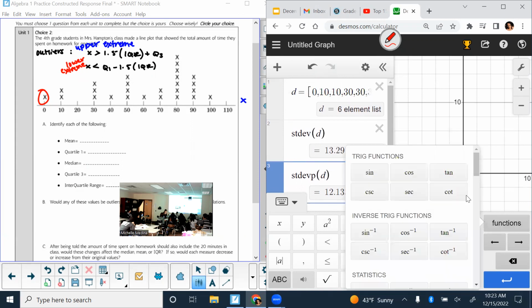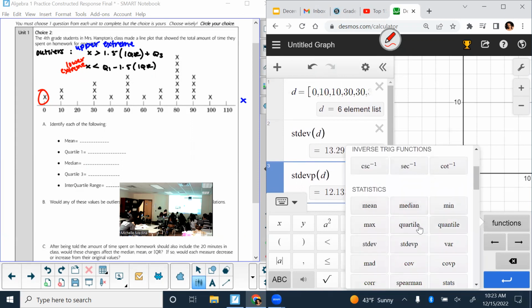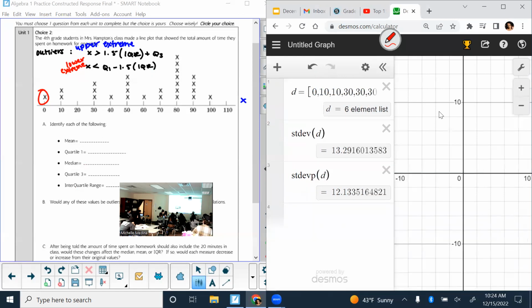Also, you could look up other things if you notice in that statistics menu. You could find ways to do the mean the same way, the median the same way, just typing in D and it gives you an answer. But I would just use that to verify. You still need to know how to do it by hand. So good. Any other questions from either of you?